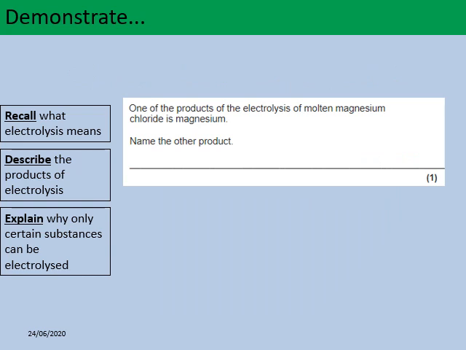So what we're going to do now we've got a bit of that knowledge, is we're going to go through some exam style questions. What I would suggest is that every time a new question comes up, you pause the video, write down your answer, and then play the video again and I'll explain the answer to you. So question 1. One of the products of the electrolysis of molten magnesium chloride is magnesium. Name the other product. If you said the other product was chlorine, well done. If you wrote chloride, that wouldn't get you the mark because chloride is the ion, chlorine is the element.